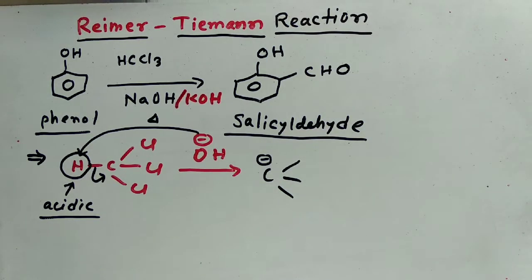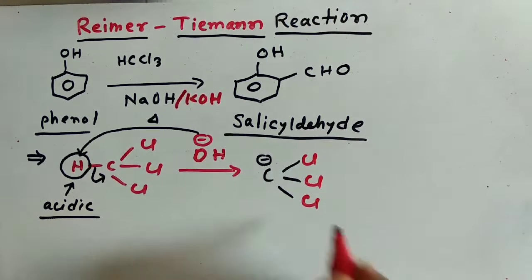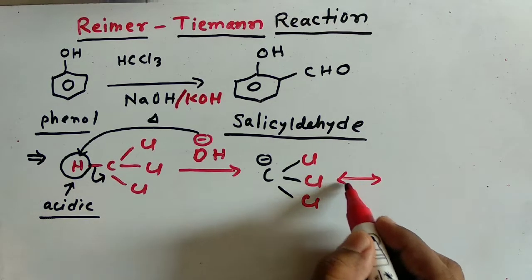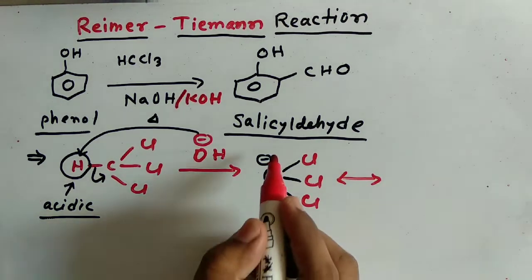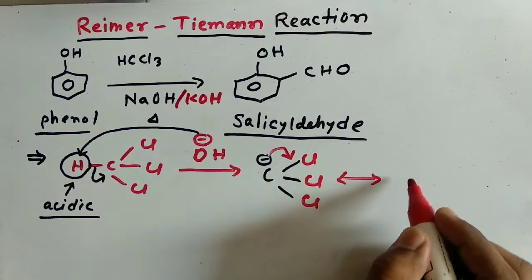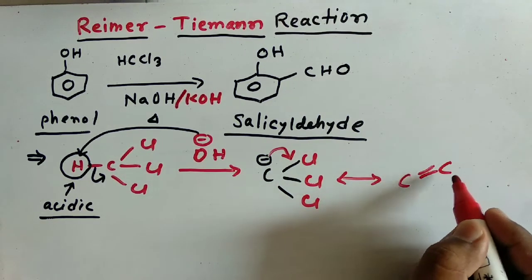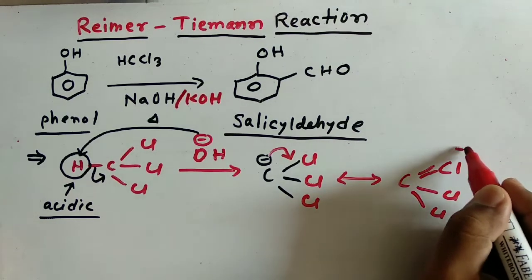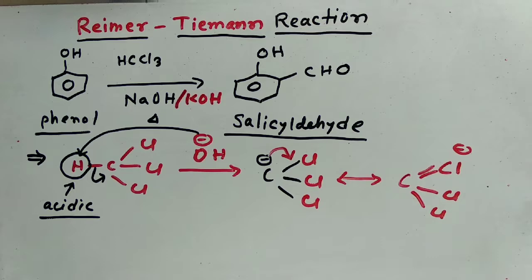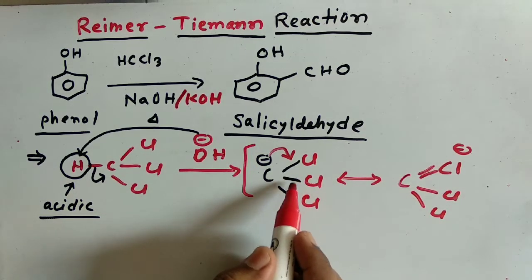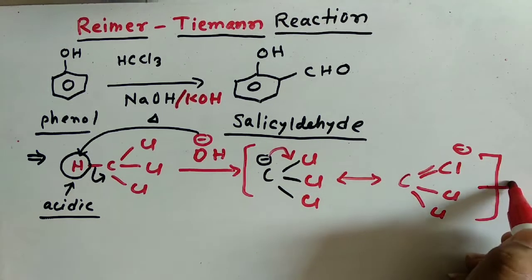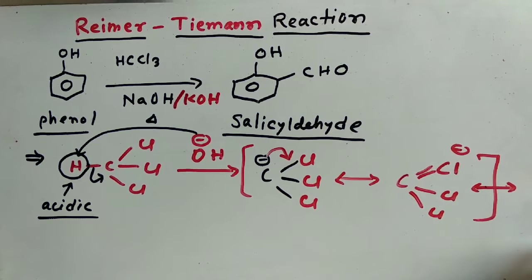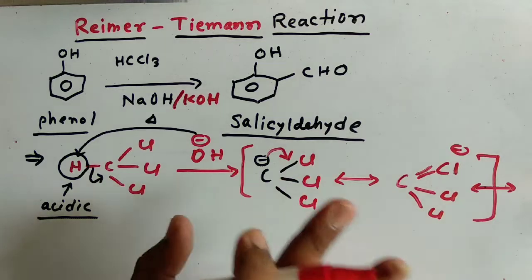This product will be obtained, the trichloromethyl anion. Why is it stable? Because it's resonance stabilized, since chlorine has vacant d orbitals, so this kind of resonance can occur: C double bond Cl, and one negative charge over here. With this bond and this bond you will get another two structures. I am not discussing those two structures, I am just talking about this structure. So it's resonance stabilized.